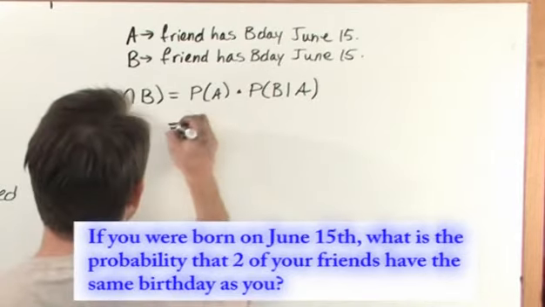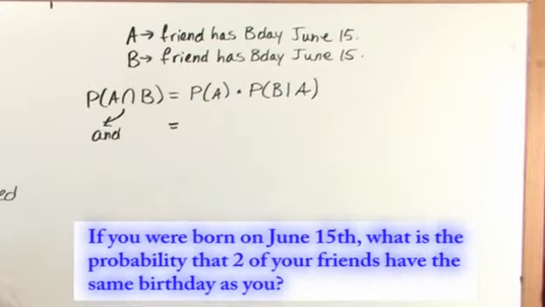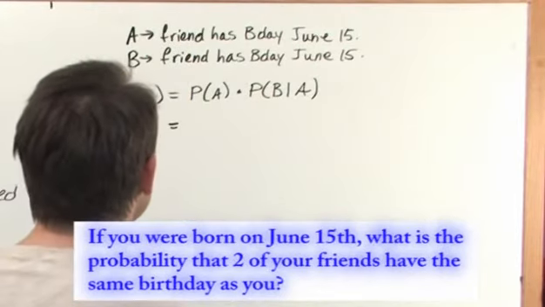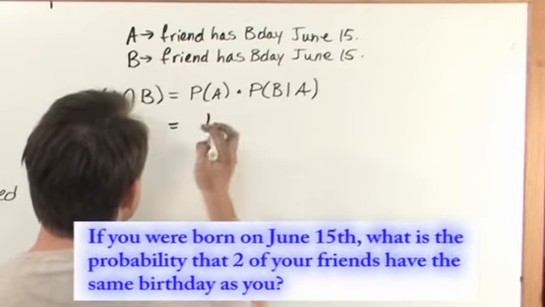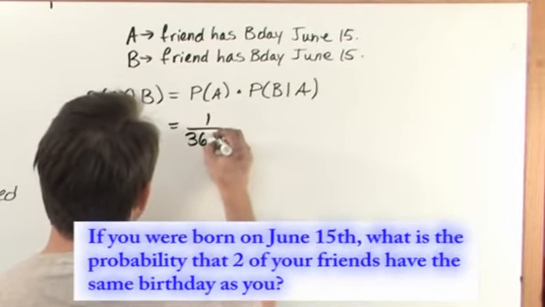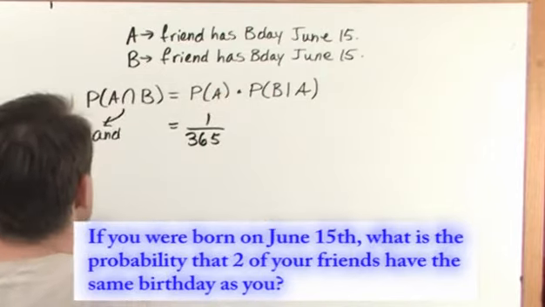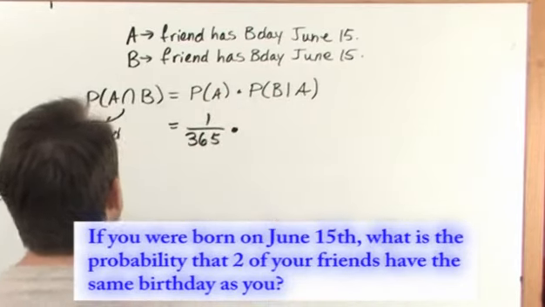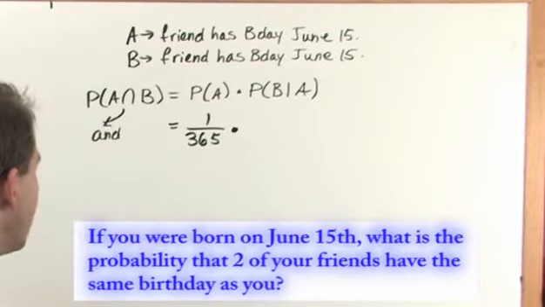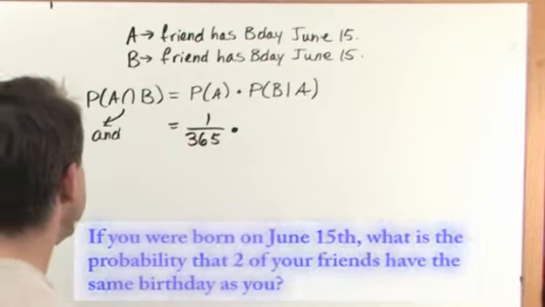So let's calculate this. What is the probability of A? What is the probability that your friend has a birthday on June 15th? Well, there's only one day called June 15th out of 365 days. So the probability of A is 1 out of 365. The probability of B, given that A has occurred: what is the probability that your other friend has a birthday on June 15th?